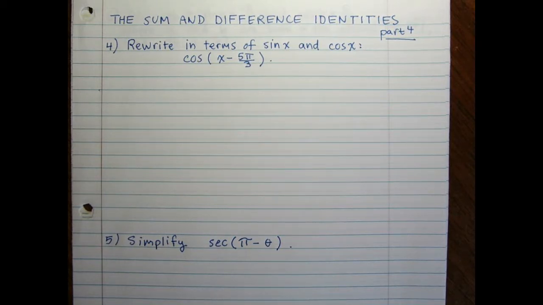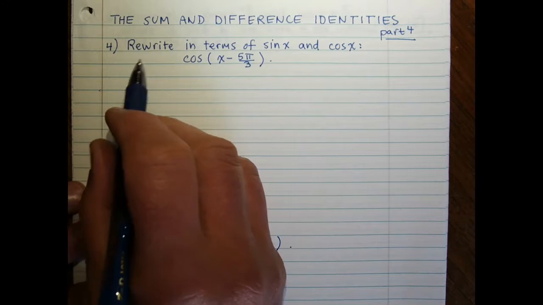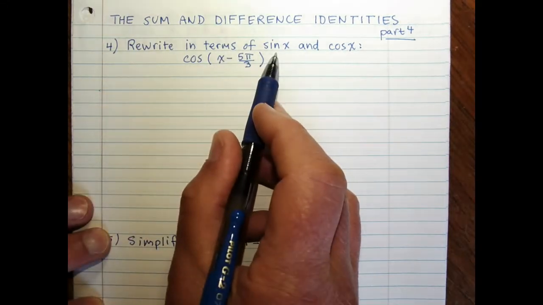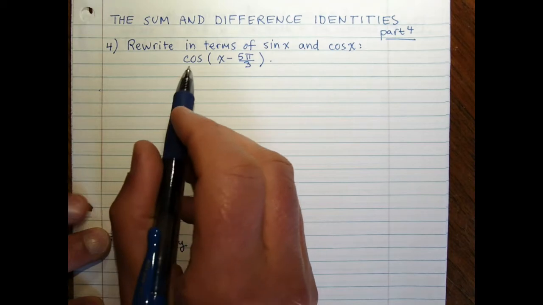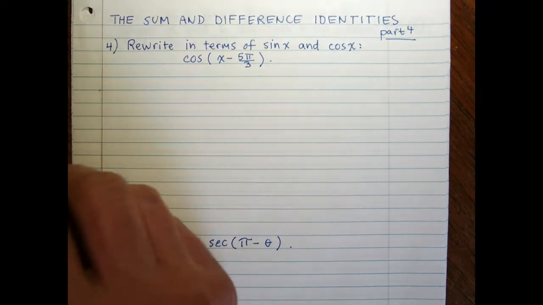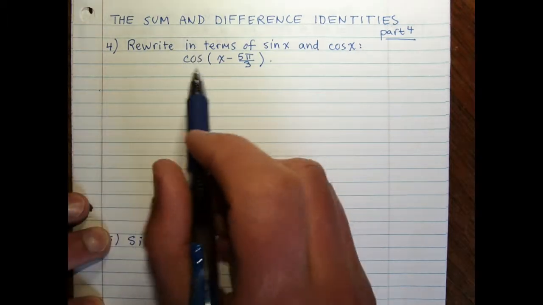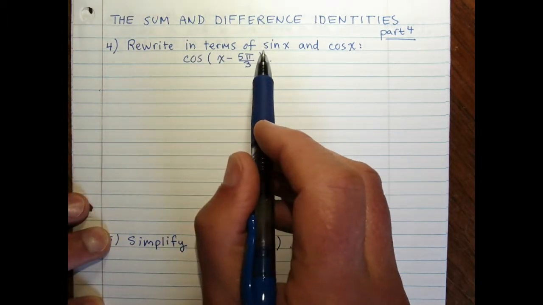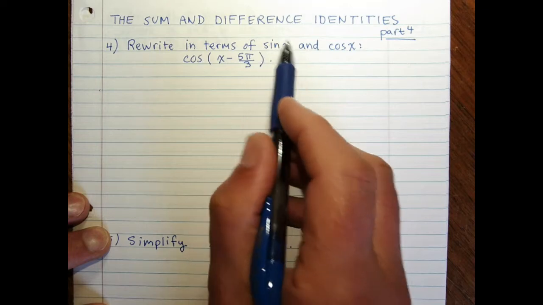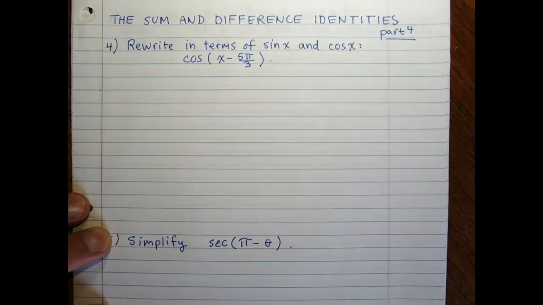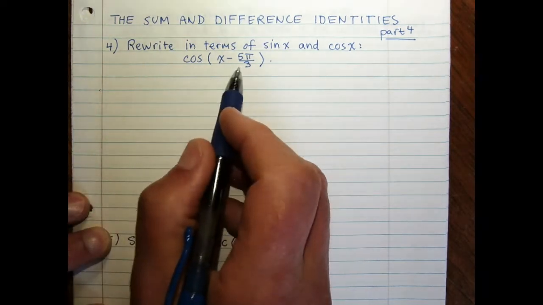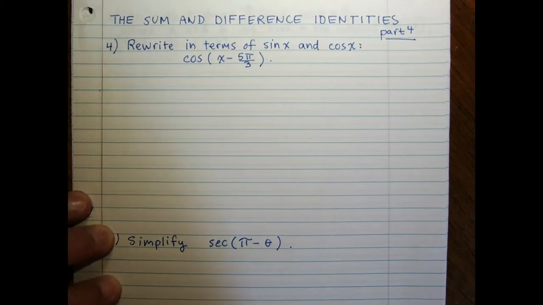Let's continue with a few more problems that involve the sum and difference identities with sine and cosine. So here's problem number 4. It asks us to rewrite in terms of sine x and cosine x the expression cosine of x minus 5 pi over 3. Rewrite in terms of means we want our answer to just involve sine x, cosine x, maybe some constants in the end. And we're starting out with this cosine of x minus 5 pi over 3.